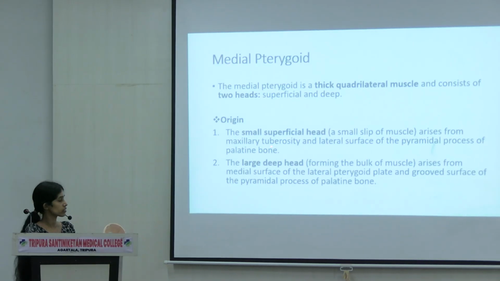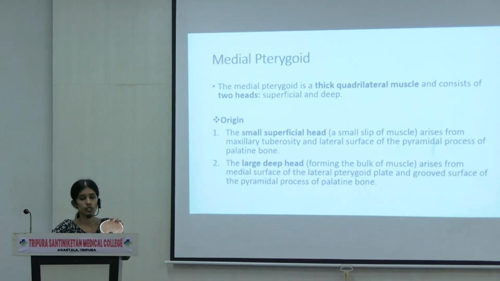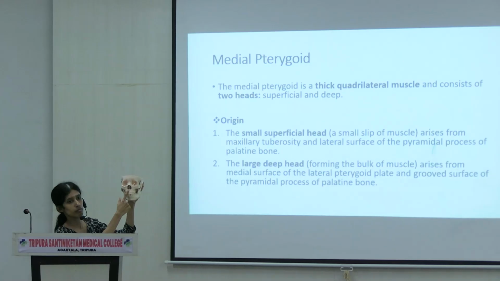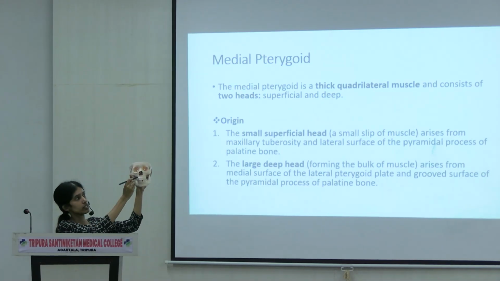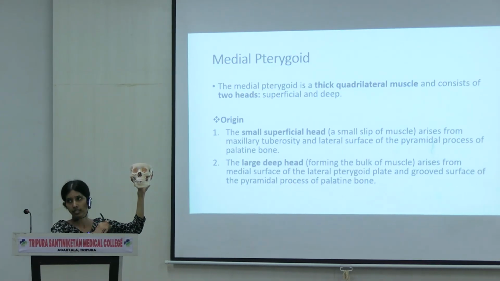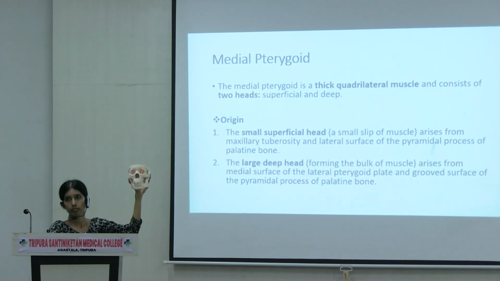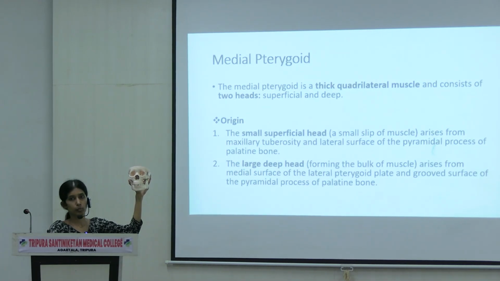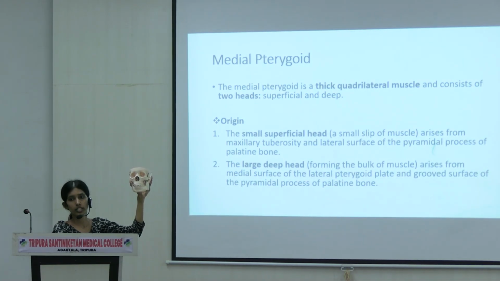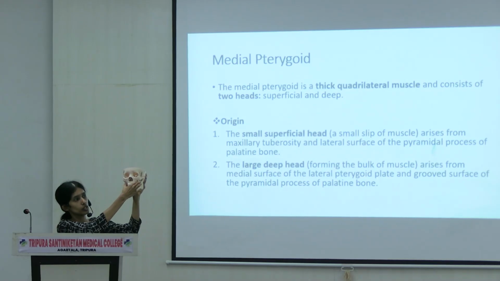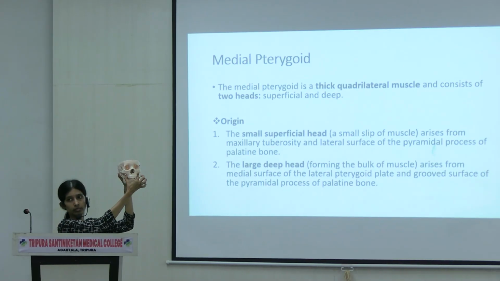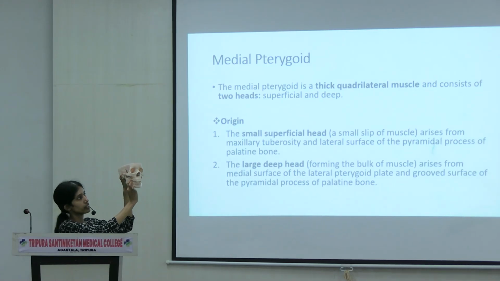So which is the maxillary tuberosity? This is your maxillary bone, right? This is the maxilla bone. Where can we see the maxillary tuberosity? The tuberosity of your maxillary bone is present at the posterior most region, here in this part. Okay. This part is where we can see the maxillary tuberosity.